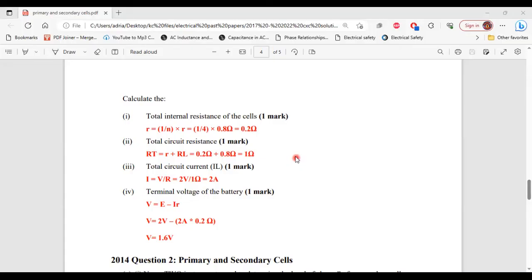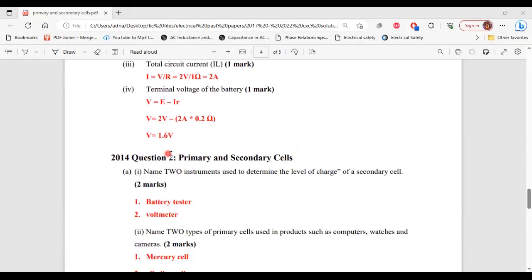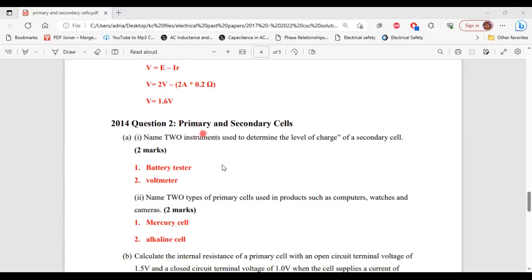All right, so let's move on to the next question. So that is question 2 from the 2014 past paper, part 1 of A. It says, name 2 instruments used to determine the level of charge of a secondary cell. So the 2 instruments are 1, battery tester, 2, voltmeter. Part 2 of A, it says, name 2 types of primary cells used in products such as computers, watches, and cameras. So the 2 types of primary cells are mercury cell and alkaline cell. All right, so that's it for part A.